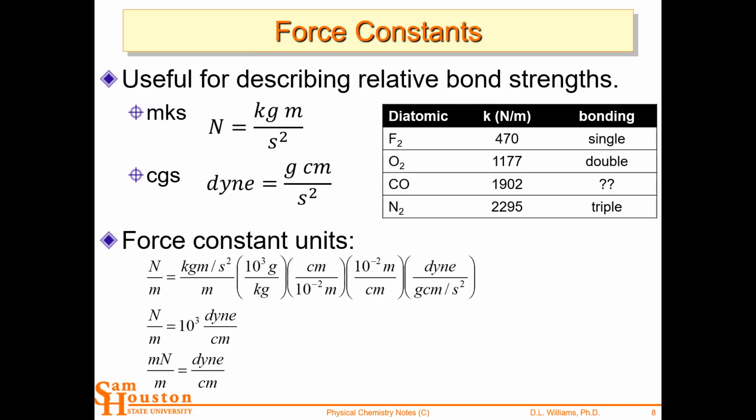It looks like 1,200 or so is for a double bond. So O2 has a double bond. And then nitrogen has a triple bond. It's about 2,300 for a triple bond.